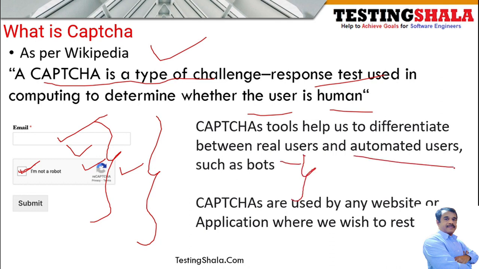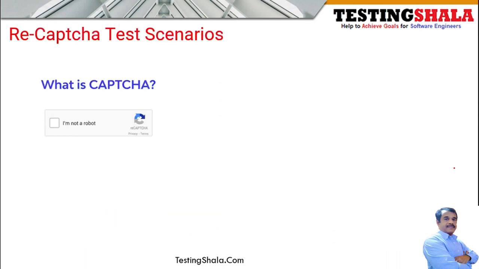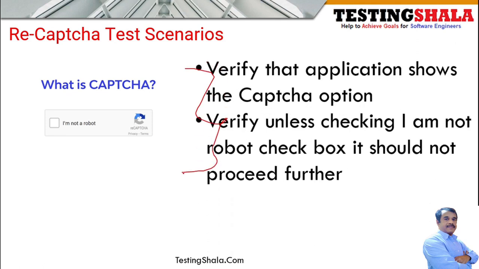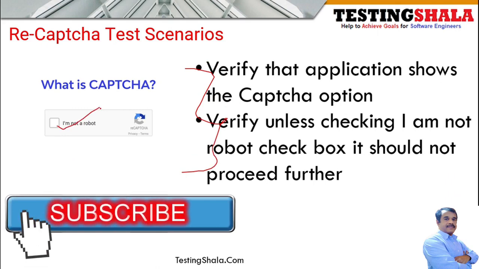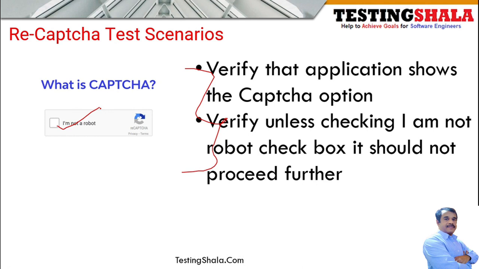Now we will try to understand the various different types of Captcha available in our web application or a mobile application. This is the first type of Captcha we have, which is reCAPTCHA, where it will have only one option, one checkbox. Whenever the user clicks on this checkbox, it assumes that the person who is accessing this application is not a robot, it is a human being. That is the basic minimum test case we can write for this kind of reCAPTCHA.